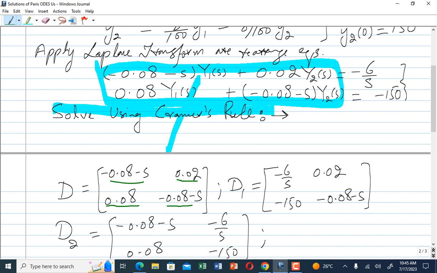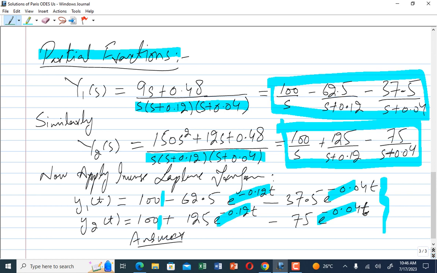Now if I want to solve for y1, I need another matrix that I call d1. How I made d1: I just remove the first column and replace it with the right hand side, that is minus 6 by s and minus 1 by 50. So I just plug in these values here, and this becomes d1. Look here, I just replaced the first column. Similarly for d2, to solve for y2, I replace the second column. So look here, the second column is replaced by this right hand side. So these are the two matrices which I need to solve using Cramer's rule.